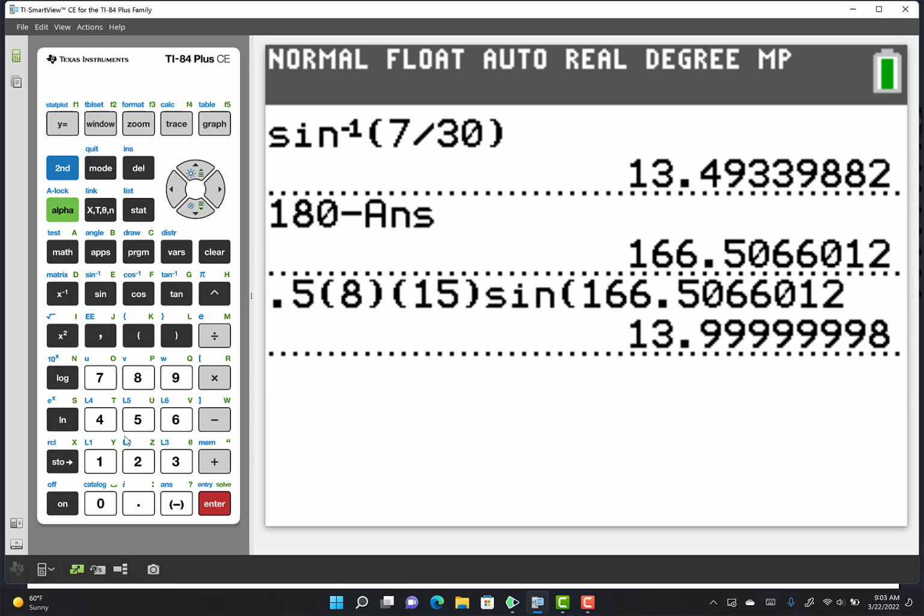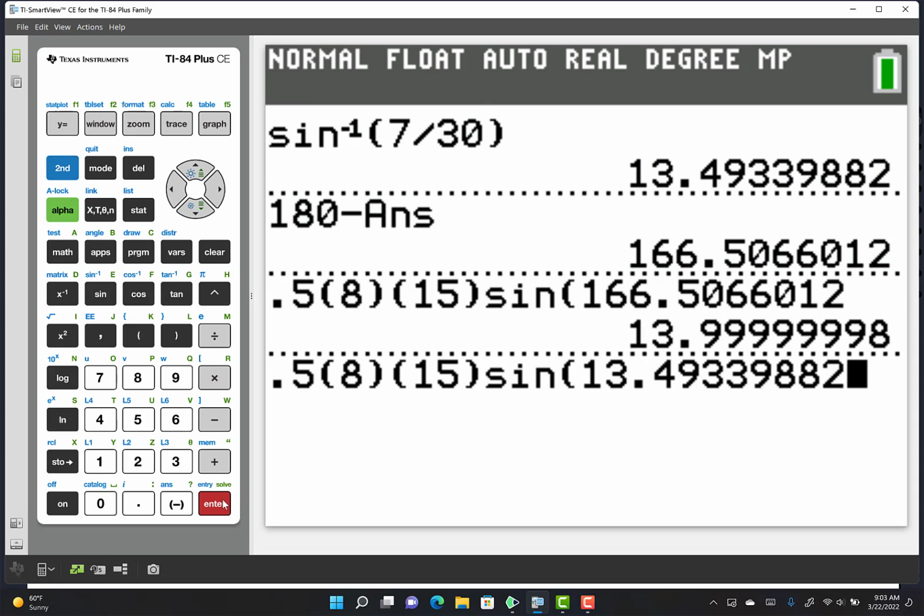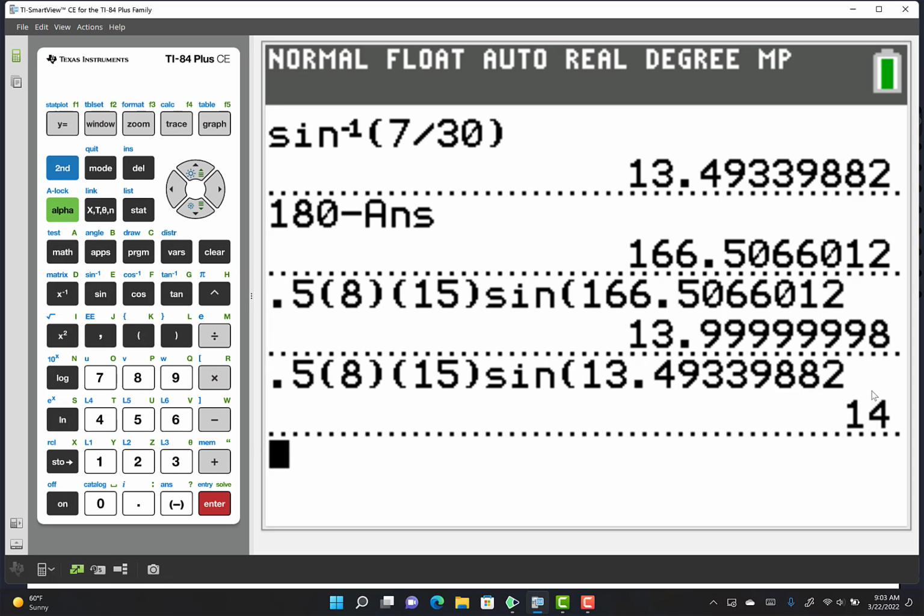If I do the same thing, 0.5 times 8 times 15 with the other angle, I suspect it's going to be the same. It's not going to be a perfect 14, it's going to be 13.999 because I'm using the rounded answer instead of the perfect degree. Okay, this time it gave it to me perfect. So 14. Both of them work. Do you guys see how both of them work?